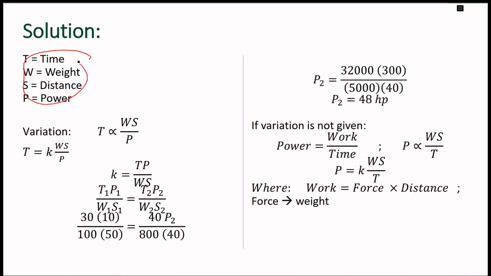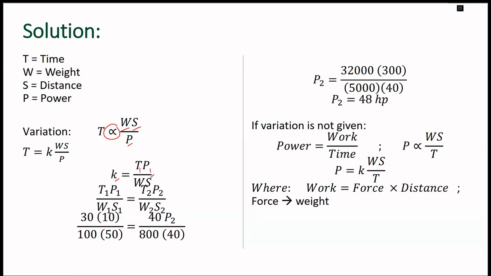We represent the variables as T equal to time, W as the weight, S as the distance, and P as the power. So the variation is T varies directly as the weight and the distance, and inversely as the power. We replace it with k. K is equal to, we transpose, TP over WS.